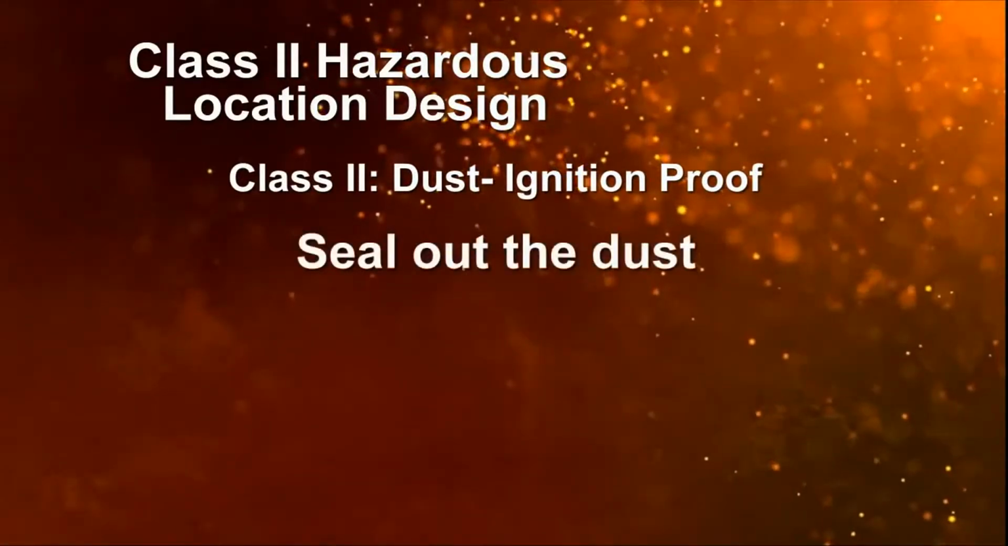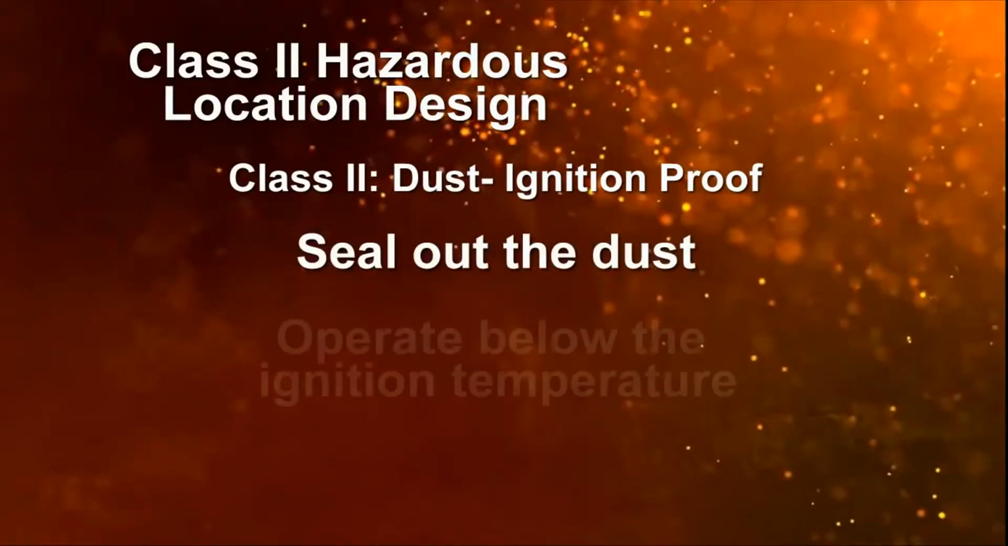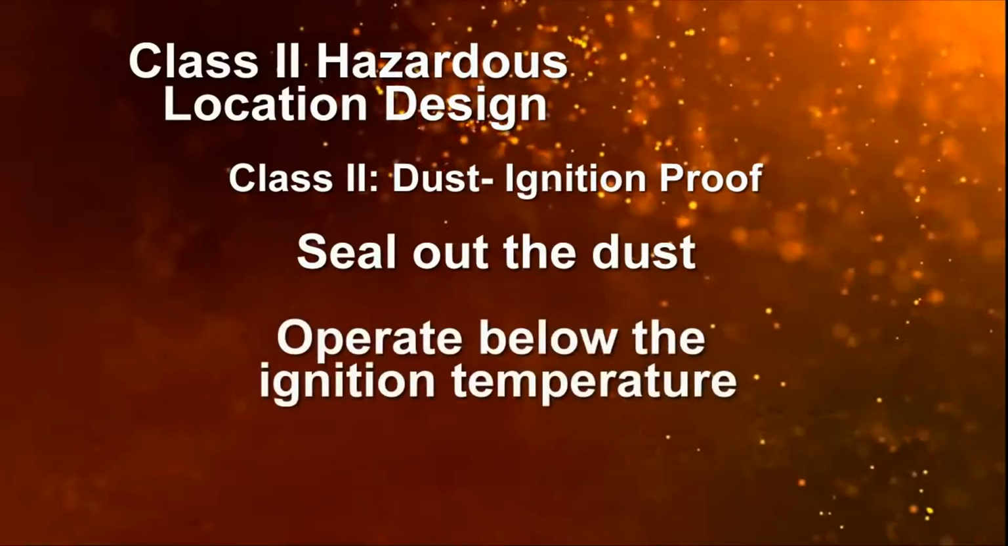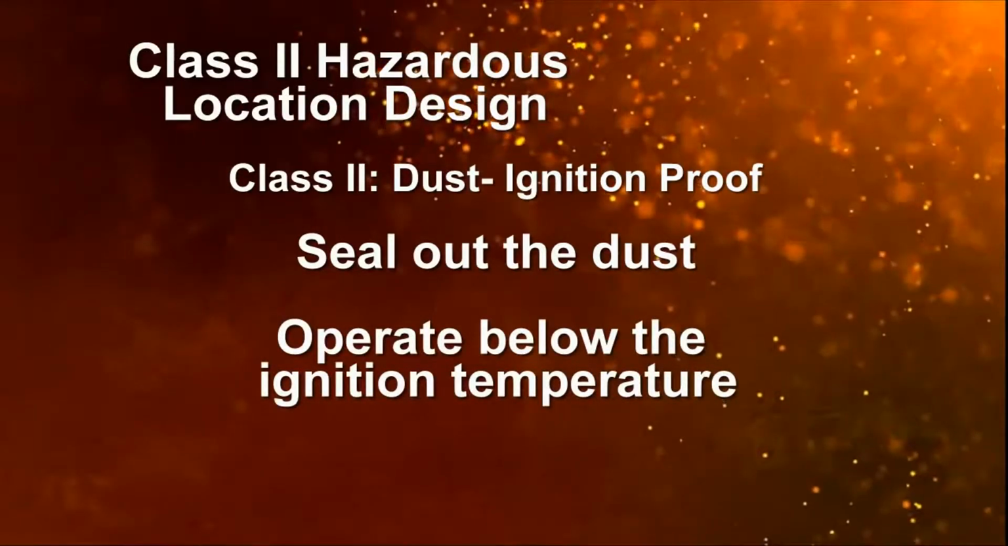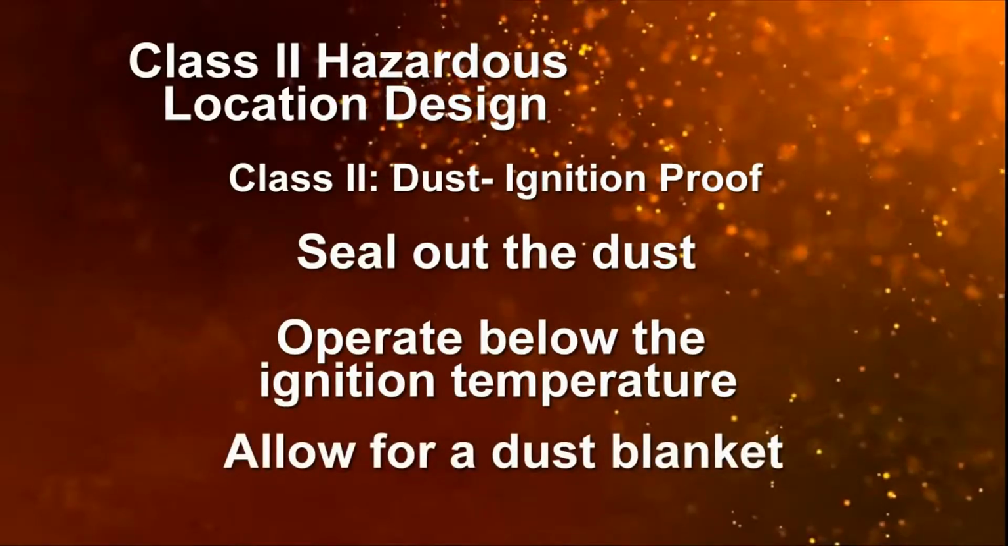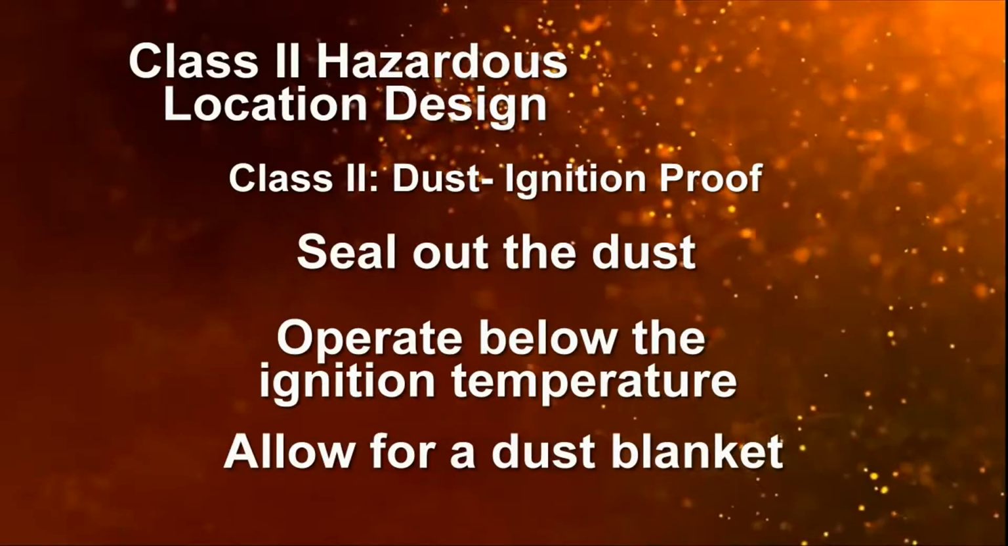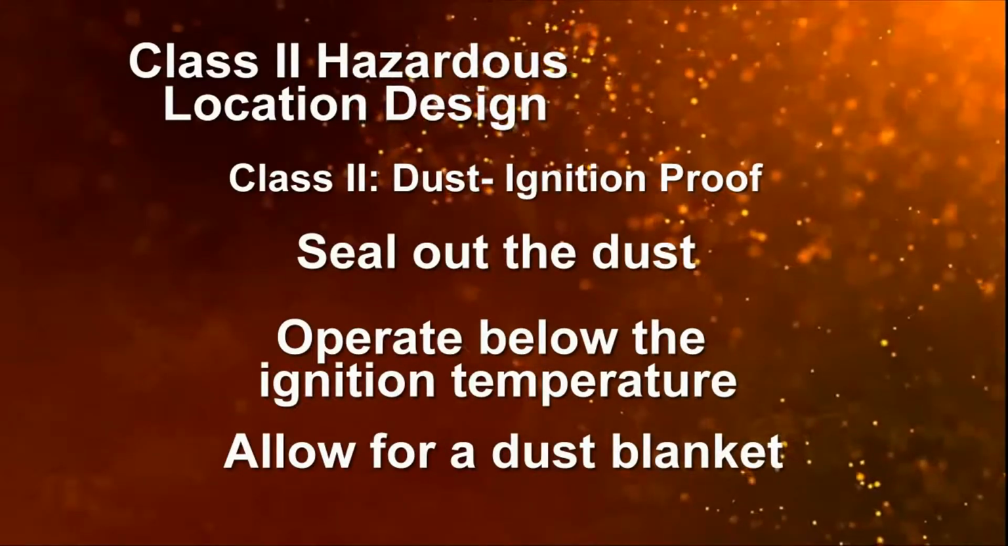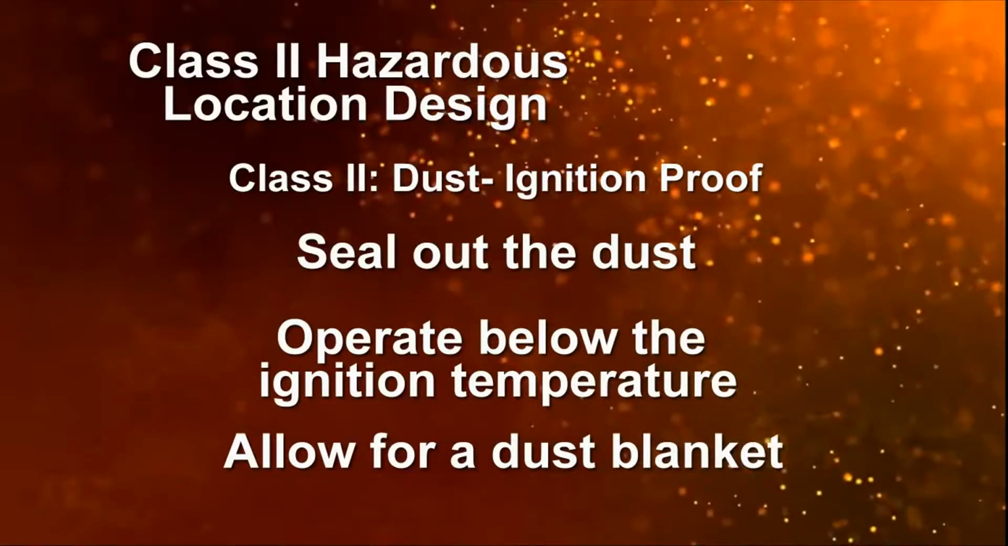Class 2 equipment has a different set of requirements. 1. It must seal the outside dust. 2. It must operate below the ignition temperature of the hazardous substance. And 3. It must also allow for a dust blanket, which is the buildup of dust collecting on top of the device that can cause it to run hot and ignite the surrounding atmosphere.